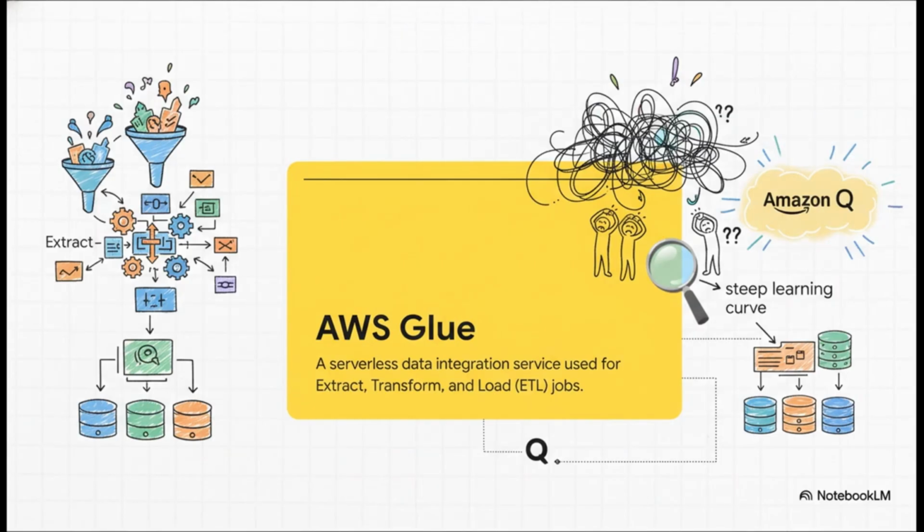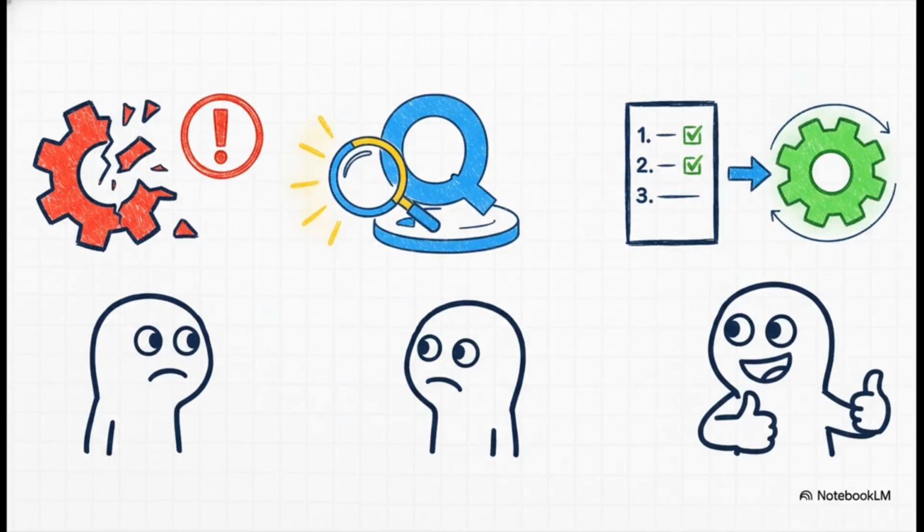Let's just double-click on AWS Glue for a second, because it's a service where Q really shines. Glue is super powerful for those data integration jobs, the whole extract, transform, and load thing. But honestly, it's known for having a pretty steep learning curve. And this is a total game changer for anyone working with data. Inside Glue, Q can generate the complex code you need, but even better, it can look at an error you're getting, understand it, and then give you step-by-step instructions on how to fix it. That makes a really tough service so much more approachable.